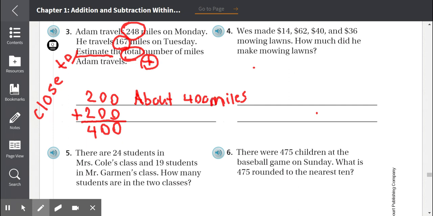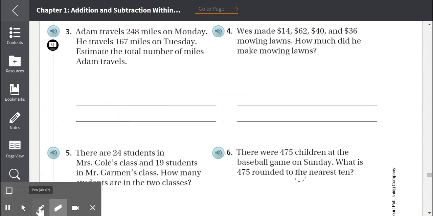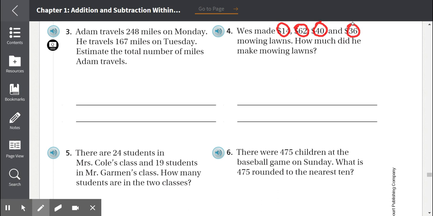Okay, number 4. Wes made $14, $62, $40, and $36 mowing lawns. How much did he make mowing lawns? So let's circle our important numbers: 14, 62, 40, and 36. Now we underline our question: how much did he make mowing lawns?